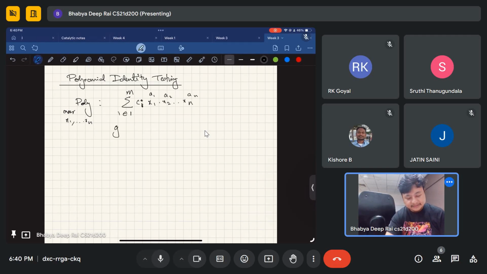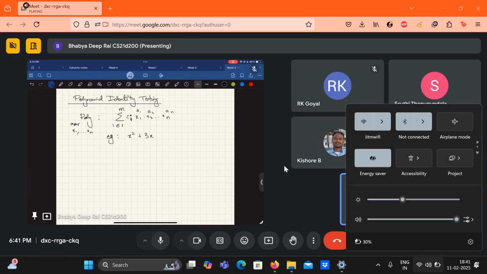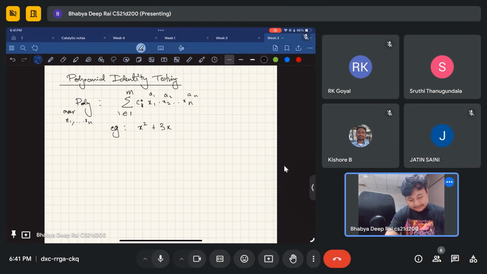For example, x squared plus 3x. It may not be equal to 0, because that would make it an equation, but this is an example of a polynomial. This is what is called a univariate polynomial. It has only a single variable. Another example is xy plus xz plus 2xz plus x cubed y. This is an example of a multivariate polynomial.